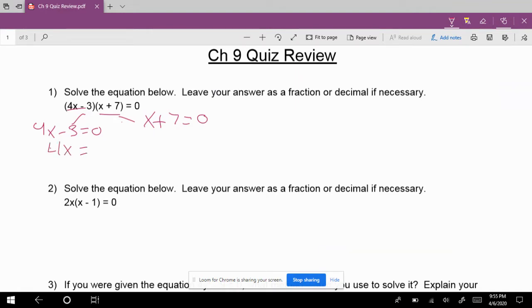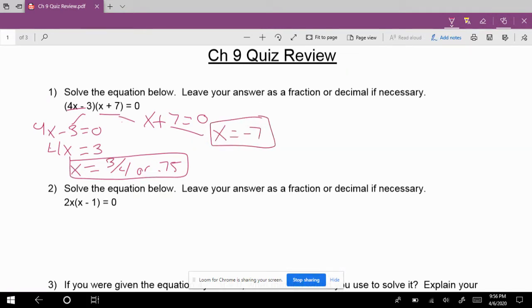On this side, we would add 3, divide by 4, and we get 3/4. Now, if you could leave it as a fraction, it would be 3/4, or that would be 0.75. Both of those would be accepted on Canvas. And then here, subtract 7, and we get -7. Just remember on Canvas, don't use spaces for your negatives because it just kind of throws things off. We usually don't put that as one of our options.